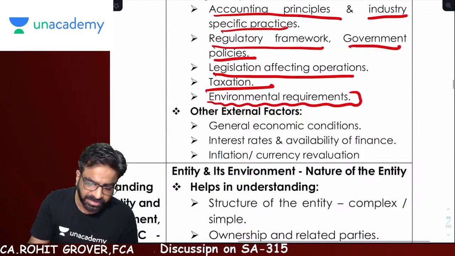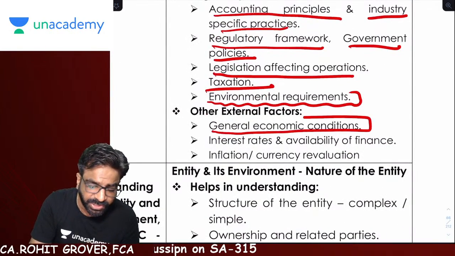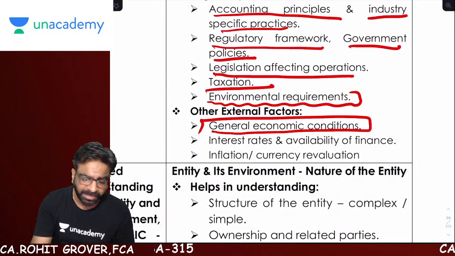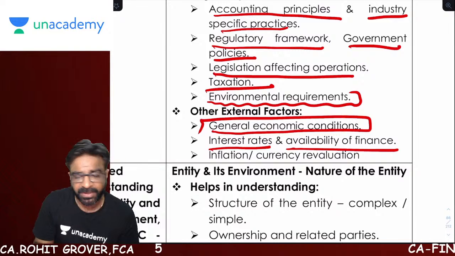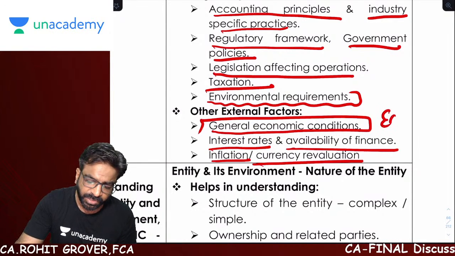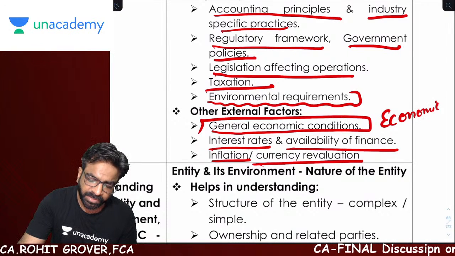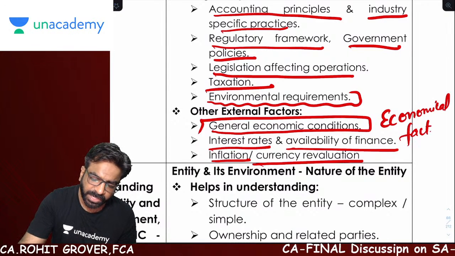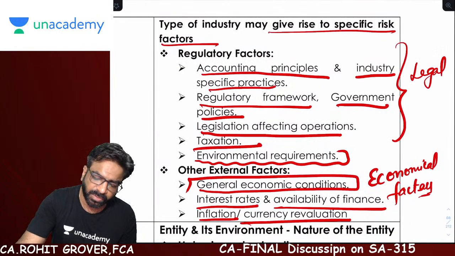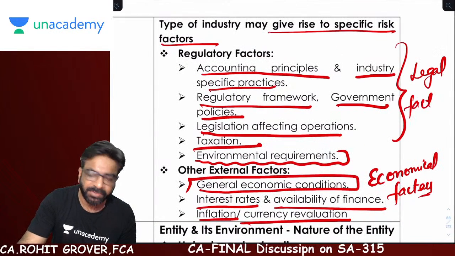Now, what are the other external factors? What is the economic condition of the entity of which you are an auditor? What are the interest rates? What is the availability of finance options to you? What is the inflation rate? What is the currency valuation? So basically you can call them economic factors. You can call them legal factors. Are you getting the point?